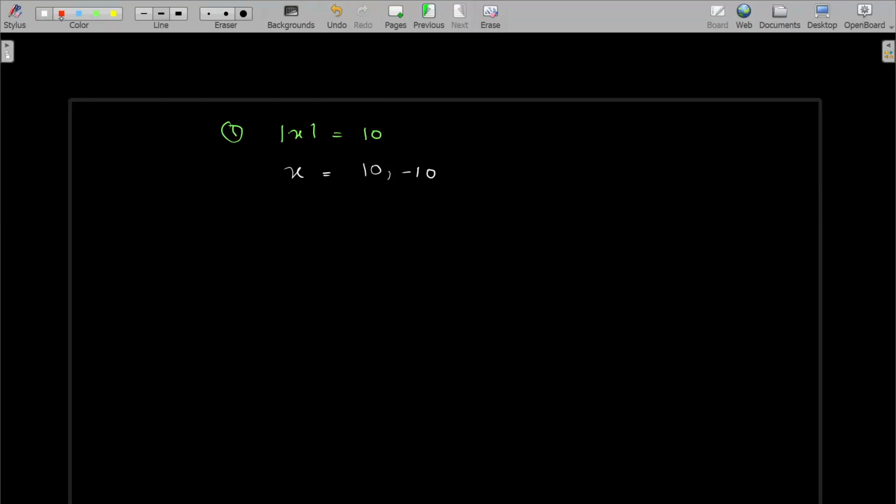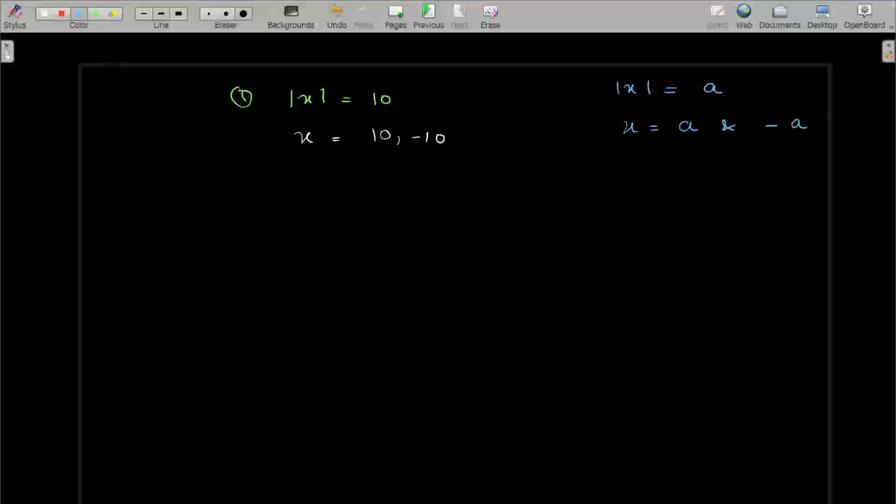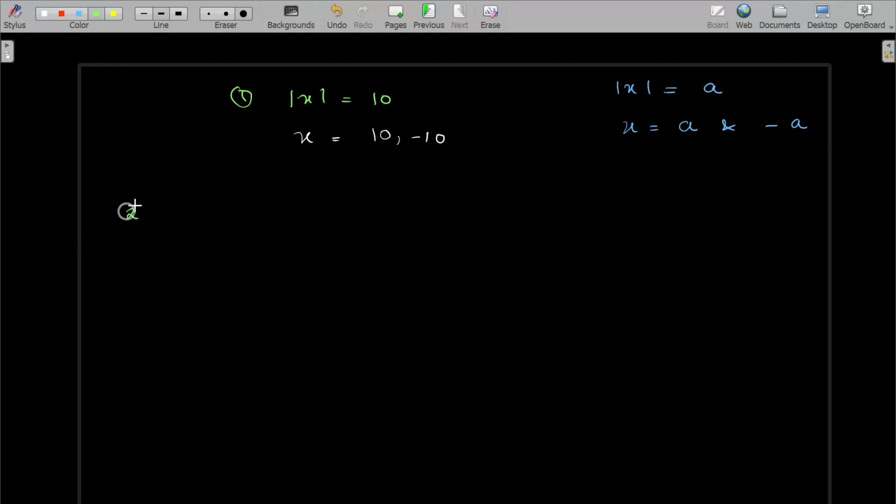So we can write a general rule if you want to solve any absolute value equation, that if absolute value of x is equal to a, then we can say that x will be equal to positive a and negative a. So whenever you get a question of absolute values, you will make two cases. Okay. Now we will take a slightly difficult equation: absolute value of 3x minus 5 is equal to negative 1.